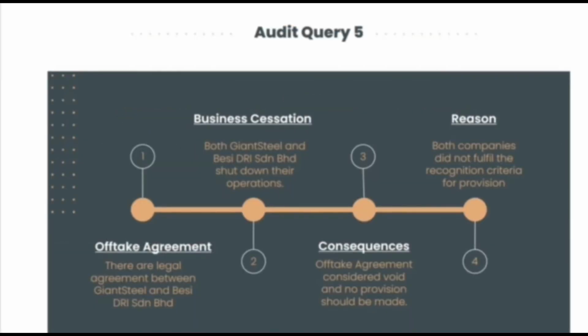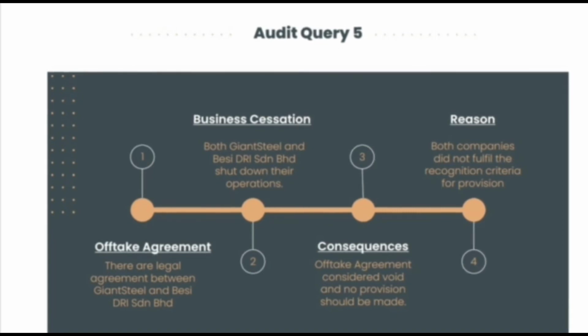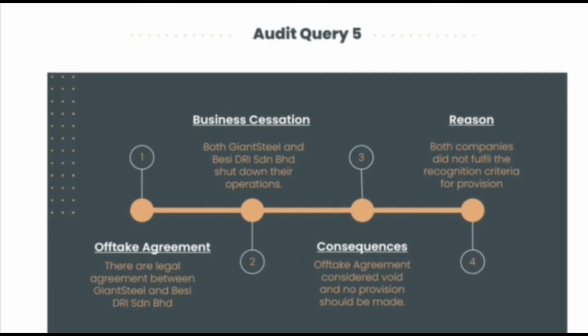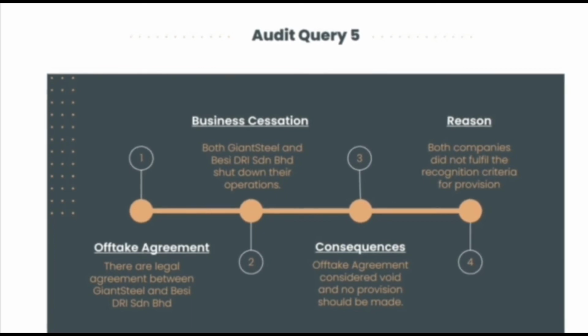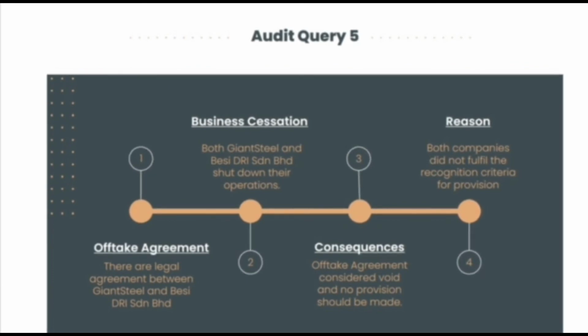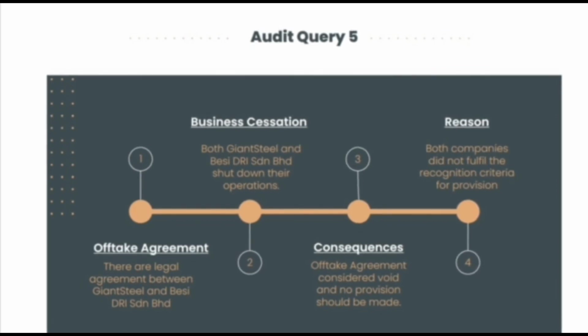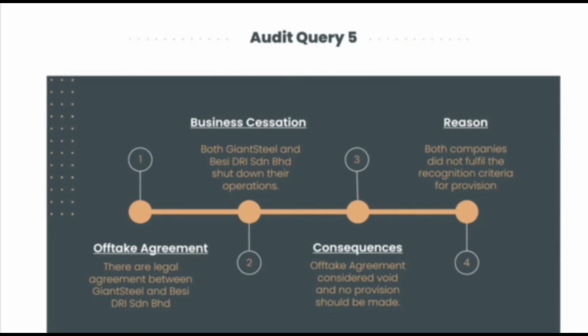So, based on the offtake agreement between Giant Steel and Besi DRI Sdn Bhd, there is a legal contract between both parties. However, Giant Steel and Besi DRI Sdn Bhd had shut down their operations. Therefore, the offtake agreement is considered void and no provision should be made. This is because our company does not fulfil the recognition criteria for the provision as there is no longer a present obligation between both parties and there is no probable payment that will be made by Besi DRI Sdn Bhd.